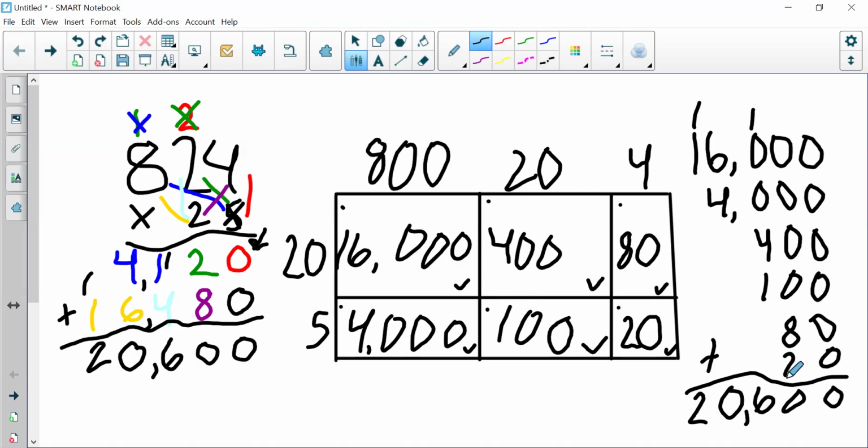We did. So you can also, if you want to start with the array, this strategy right here is called the array. You can do that. You can also do it if you're doing standard algorithm first. You can use the array to check your work to make sure you're correct.